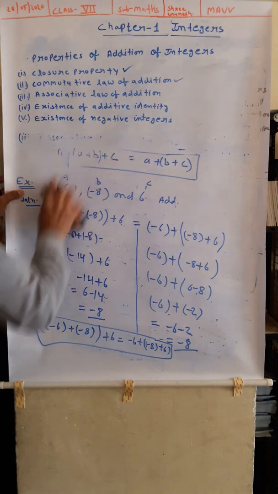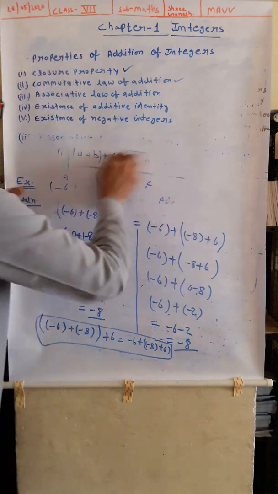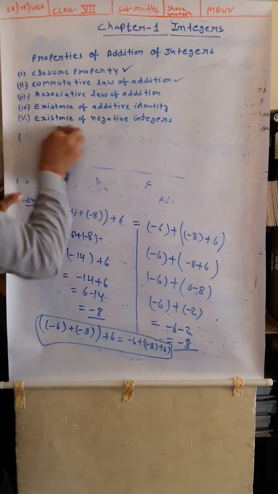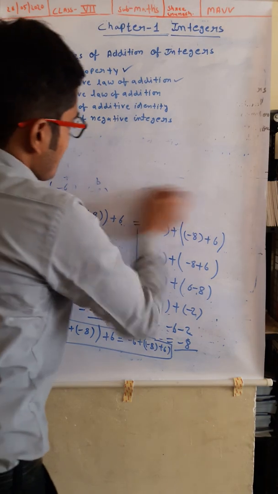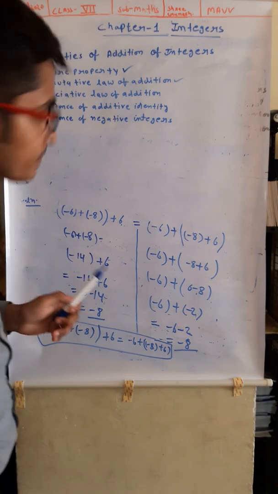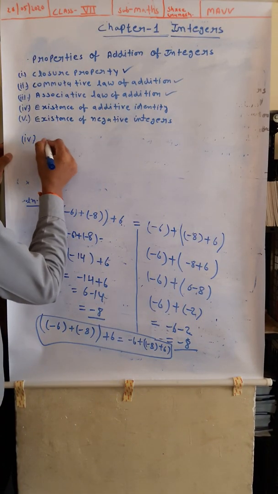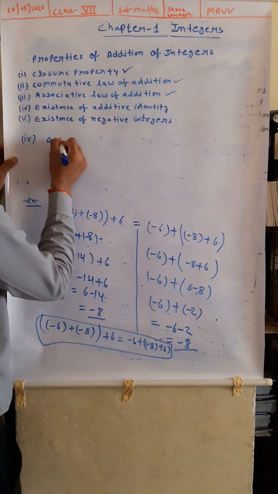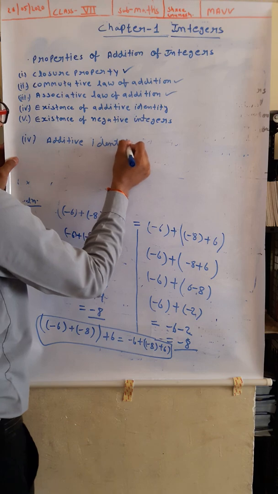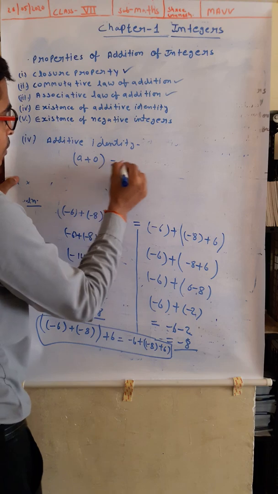Now, what is additive identity? Third is also completed, finished. Fourth is existence of additive identity. In short, I have written additive identity. Additive identity means a plus 0, or some number a plus 0 equals 0 plus a.